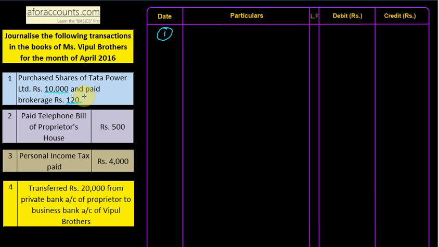That 120 दिया क्यों? एक एसेट को पिक्चर में लाने के लिए दिया आपने. So 10,000 plus 120 will be the cost of your shares.